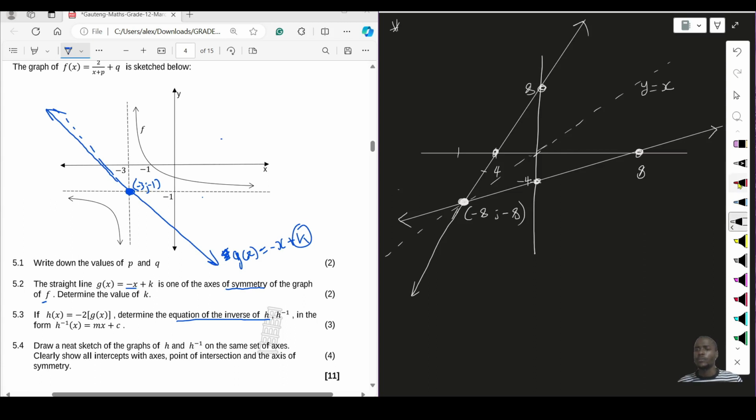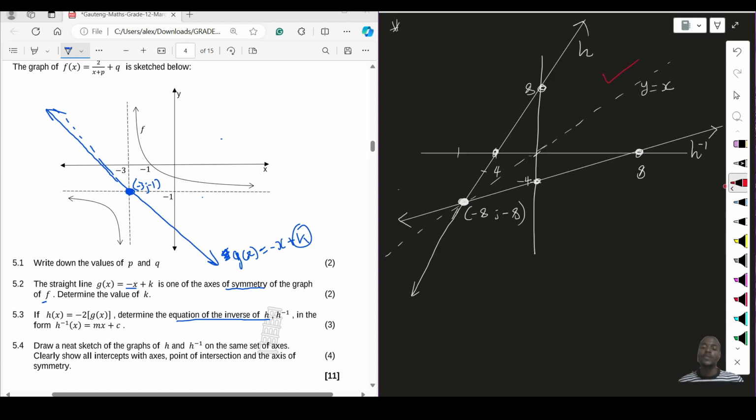Then, what am I missing? You label the graphs. This is H, then that is H inverse. So how do we then mark? If the shapes are correct, then we give you a mark.